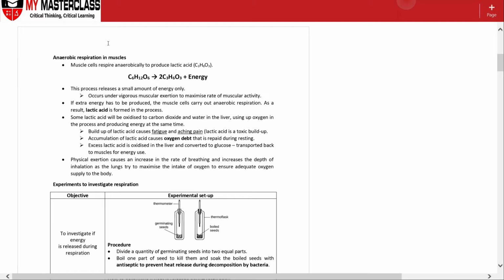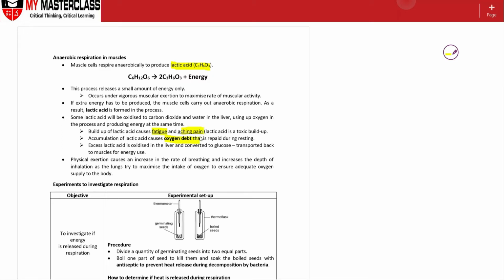So anaerobic respiration in muscles, this is what we talked about just now. When your muscles have sudden twitching and sudden contraction, lactic acid is being produced during this period. Lactic acid is the one that causes your muscle fatigue and your aching after a period of time if there is too much of it. After some time, your aerobic respiration will take over. That is when you have sufficient oxygen, and this sufficient oxygen will help to pay back the oxygen debt that was incurred during anaerobic respiration.